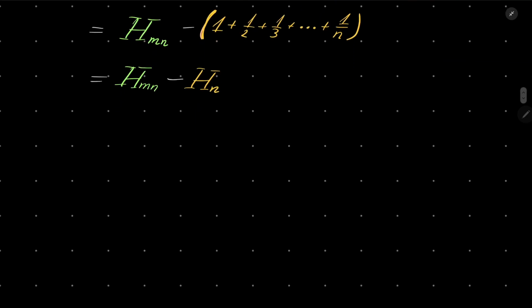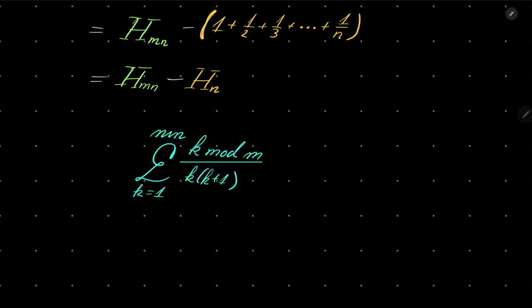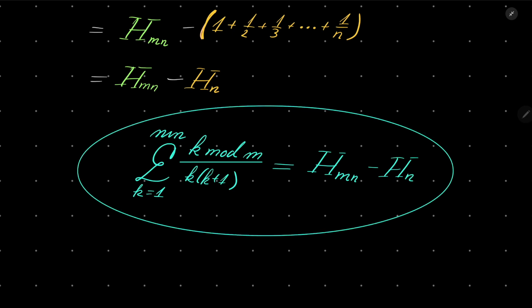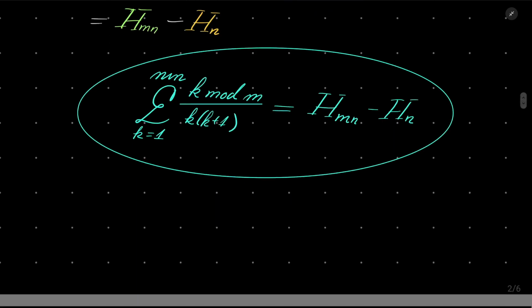Our entire sum, so our sum going from k equals 1 to m times n, k modulo m over k plus 1, can be simplified quite a bit as H_mn minus H_n. And that is our result. That closes the first part of our problem.